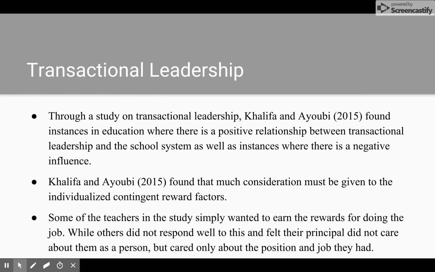Through a study on transactional leadership, Khalifa and Ayobi found instances in education where there is a positive relationship between transactional leadership and the school system, as well as instances where there is a negative influence. Simply put, different people are motivated by different leadership styles. Some of the teachers in the study simply wanted to earn the rewards for doing the job, while others did not respond well to this and felt their principal did not care about them as a person, but only cared about the position and the job that they had.